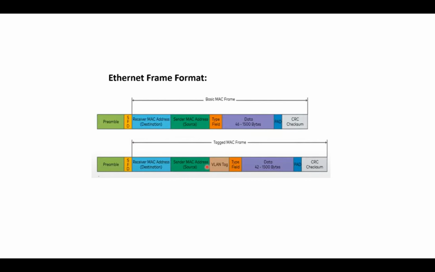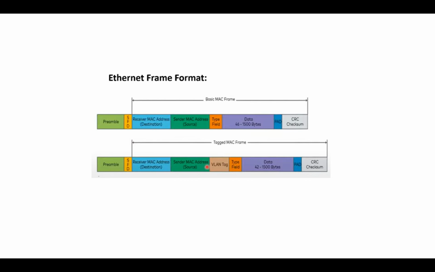If it is IPv4, then I think the value would be 0x800, and if it is IPv6, it would be 0x86DD, something like this. I'm not very sure of the value, but this information would be present here. This would be followed by the data field, 46 to 1500 bytes. That data would be present here, and this would be followed by the padding field.